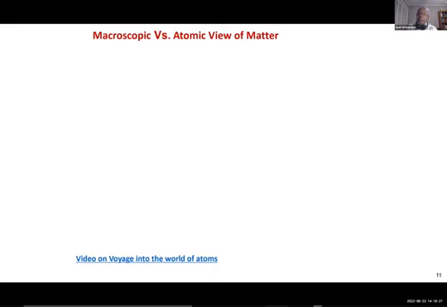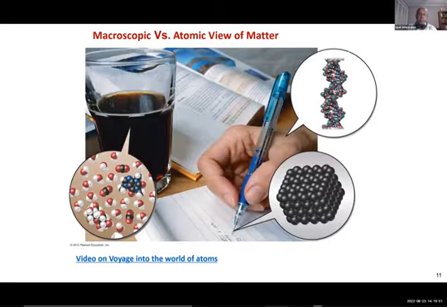So we're going to look at the picture and understand that we can look at certain things in 2 ways. We can look at matter macroscopically, as we see it with our eye, or we can use our mind's eye, atomic view of matter. This soft drink glass, as you see it, you see the brown liquid in the glass. It's just a brown liquid, macroscopic view.